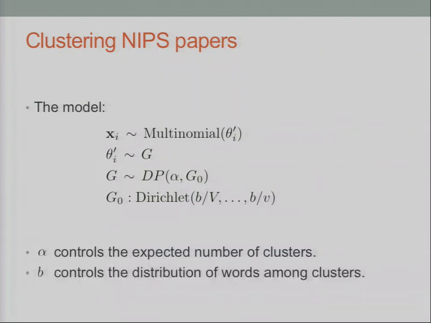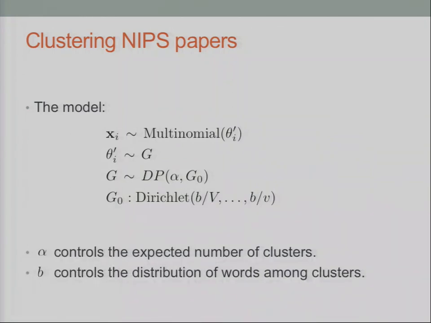And the parameters of the multinomial are sampled from G, which is a sample from the Dirichlet process itself, with this base distribution, which is a symmetric Dirichlet with B over V. This is also a capital V. So this is basically a symmetric Dirichlet over the words in the vocabulary. So alpha controls the expected number of clusters here. Alpha is the concentration parameter, and it controls the expected number of clusters. And B, the parameter of G naught, controls the distribution of words among clusters.